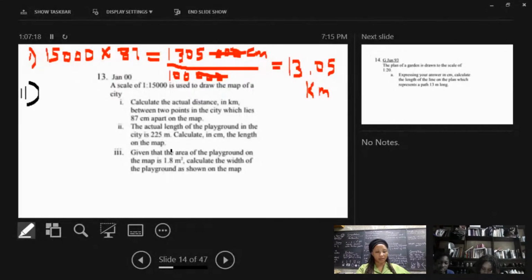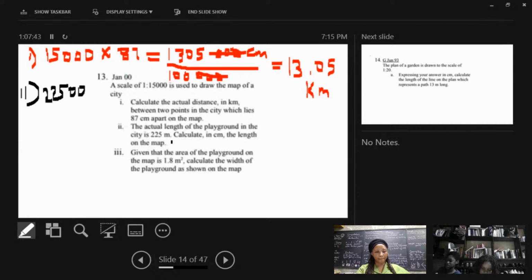So you can change this to centimeters. That would be 22.5? No, multiply it by 100, changing meters to centimeters. I got it. So it will be 22,500.